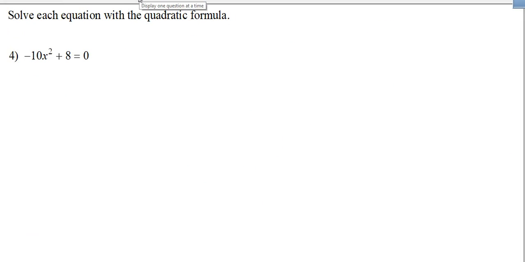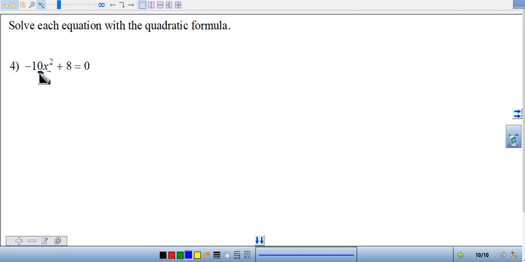Number 4 not only has this negative lead coefficient, but it also is missing a linear term. So let's take a look at this. If you don't want to have the negative lead coefficient, you are welcome to divide everything through by a negative, and you could write this as 10x squared minus 8 equals 0. That might actually help you, like we had, so that you don't have a negative in the denominator. So in this case, my A is 10, my B does not exist, so it's a 0, and C is negative 8.